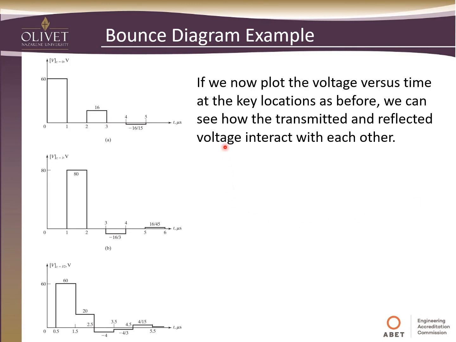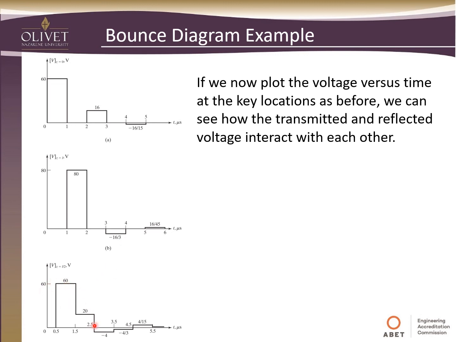So as before, we can now plot the voltage versus time at key locations and look at how the transmitted and reflected voltages interact. At 0, you can see we would see 60 volts until 1 microsecond, and then we would see 16 volts from 2 to 3 microseconds, and then negative 16 over 15. That's because our source isn't continuing to contribute. Same thing here at the load. From 0 to 1, we don't see anything, and we still see that 80 that we saw before, and then nothing from 2 to 3, and then from 3 to 4 microseconds, we would see the negative 16 over 3, and so forth.